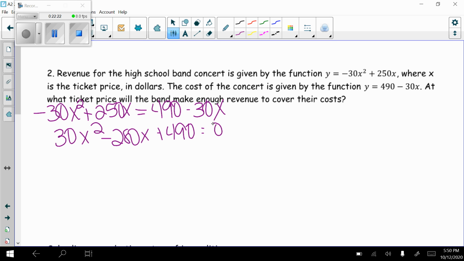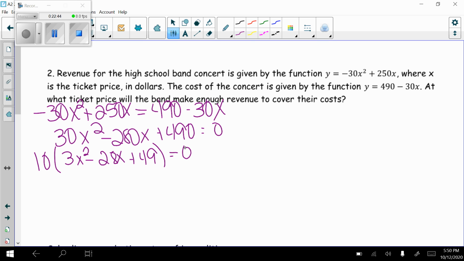This is what we want to factor. Let's make our lives much easier and pull out a GCF. So 30, 280, and 490. The biggest thing they all have in common is a 10. So if I pull a 10 out, then I'm left with 3x squared minus 28x plus 49 equals 0. So this is what we want to factor.